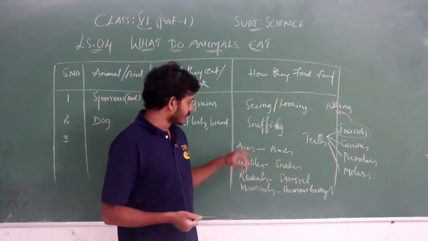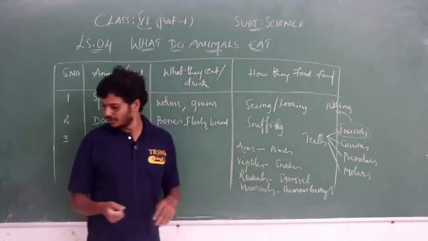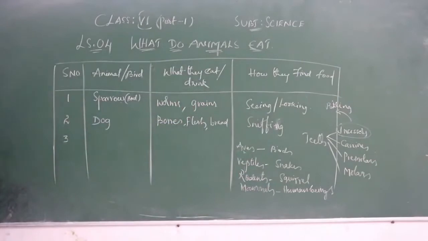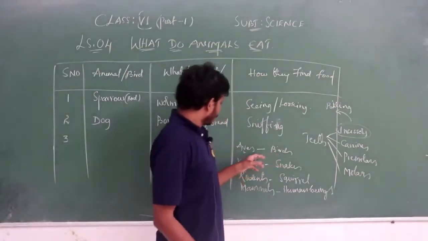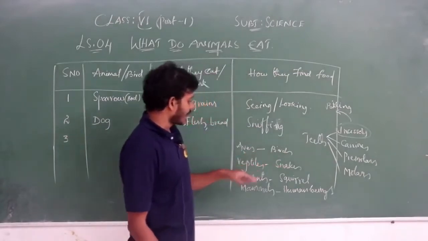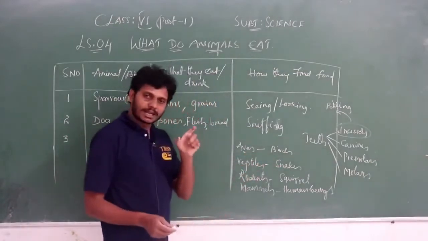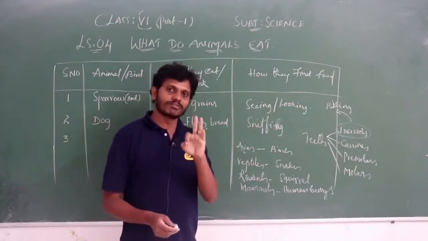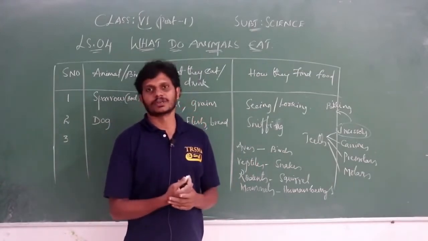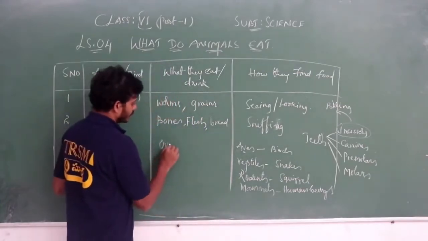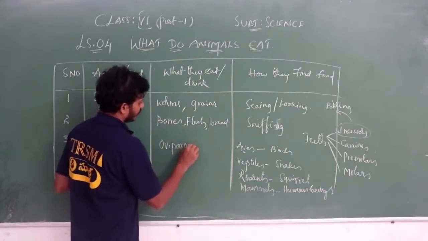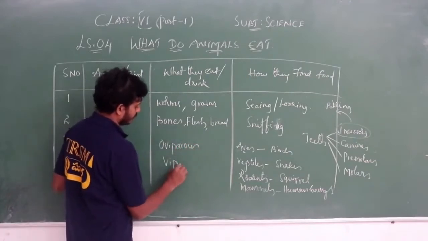Aves, I told you, are nothing but birds. Birds come under aves only. Now we are discussing animals. There are two types again, oviparous and viviparous.